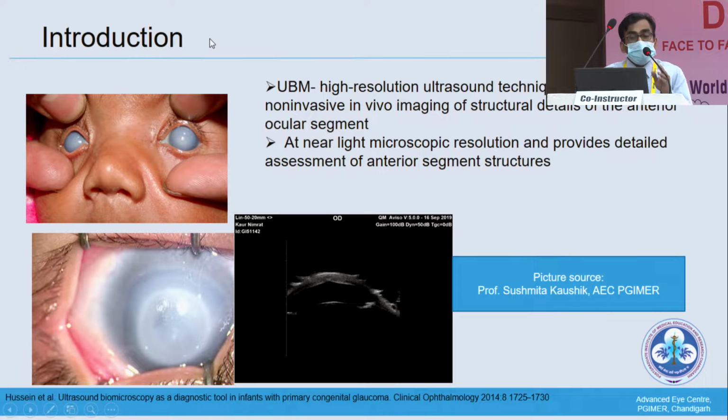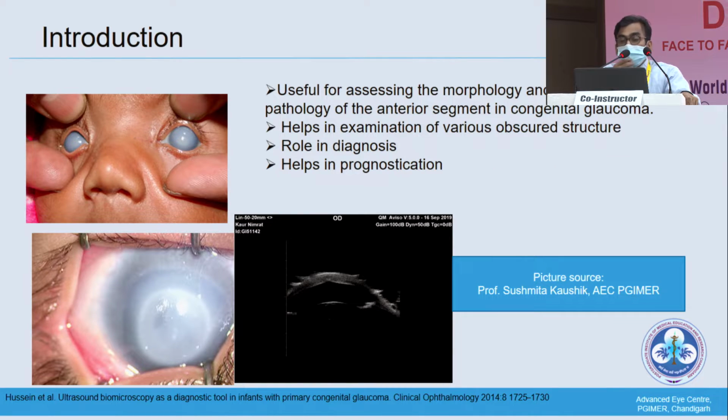So, UBM is a high-resolution ultrasound technique that allows non-invasive in vivo imaging of structural details of the anterior ocular segment, with a resolution nearly equal to the light microscopy that you usually see in histopathological examinations. It's useful for assessing the morphology and understanding the various pathologies of the anterior segment in glaucoma.